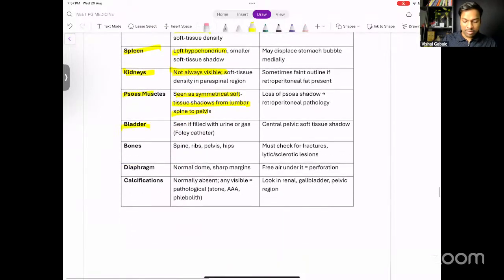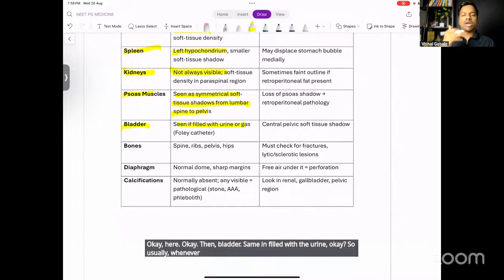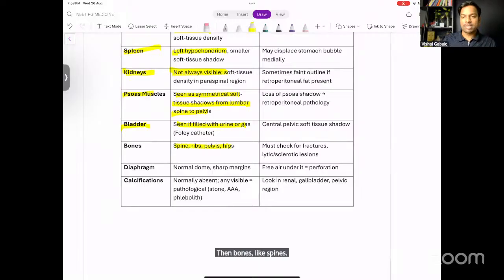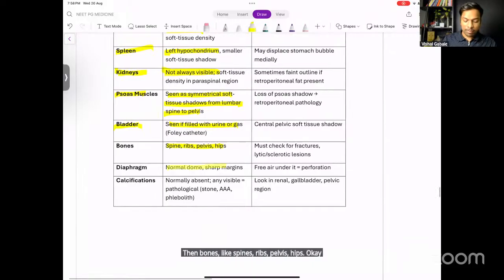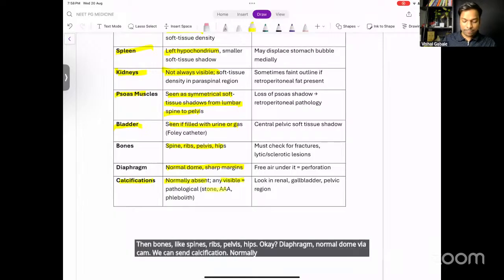Then the bladder is seen filled with urine. Usually whenever we do the X-ray, we ask the patient to empty the bladder. Then bones like spine, ribs, pelvis, hips. Diaphragm, normal dome. Calcification is normally absent, and if present, then we can suspect a kidney stone or ureteric stone on the basis of that.